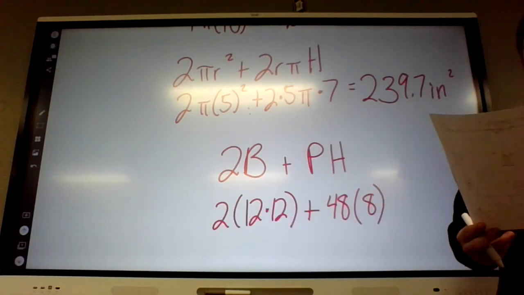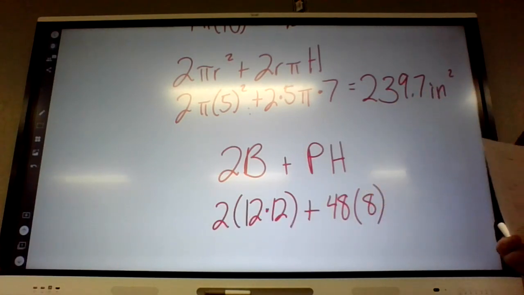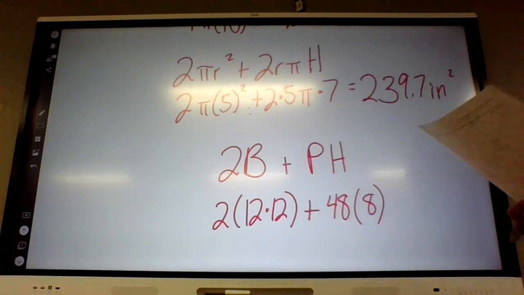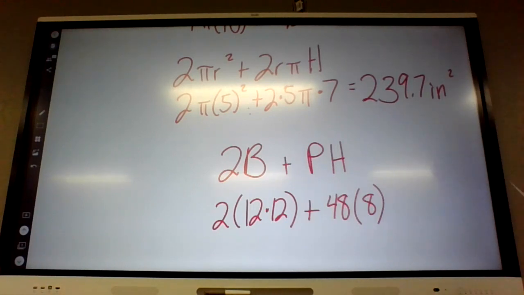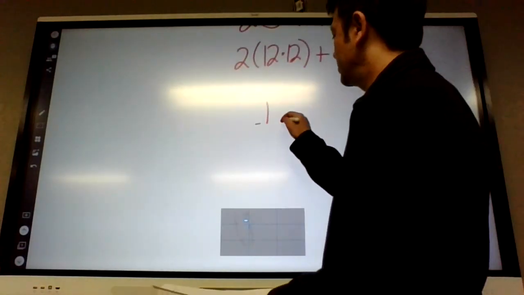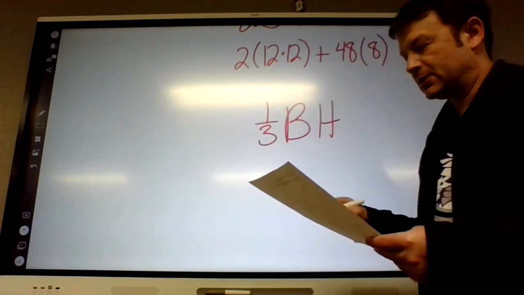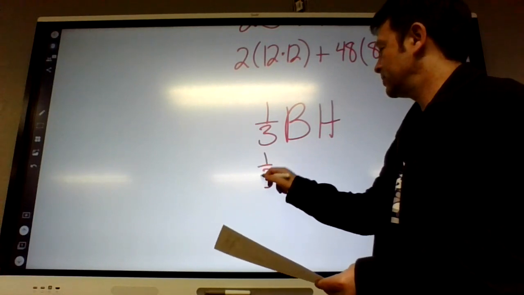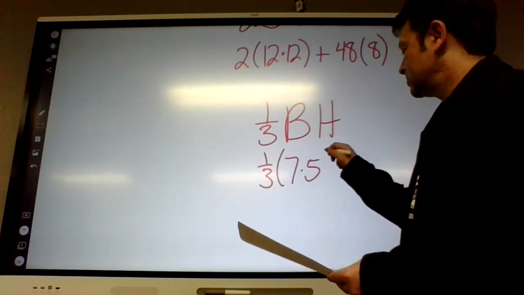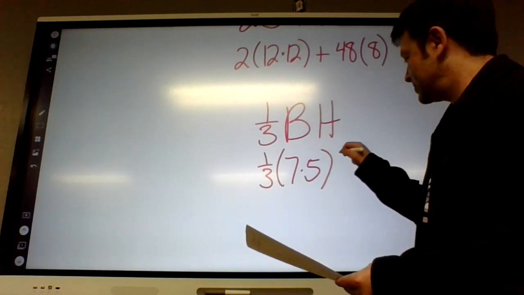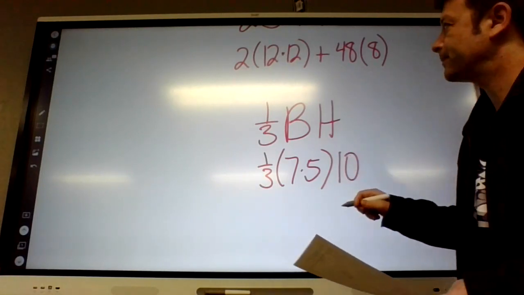Number 5. What's changing on number 5? Volume. How do we find the volume? Oh, what shape is number 5? It's a pyramid. I should say, what's the solid on number 5? It's a pyramid. So how do we do pyramids? 1/3 base times height. How do we find the area of the base? 7 times 5. So it's just 1/3 times 7 times 5 times the height, which is 10.